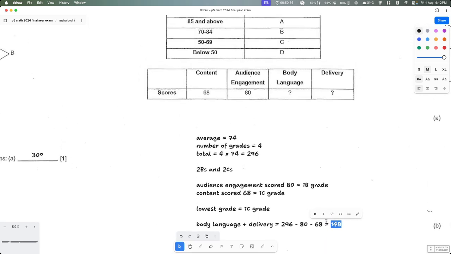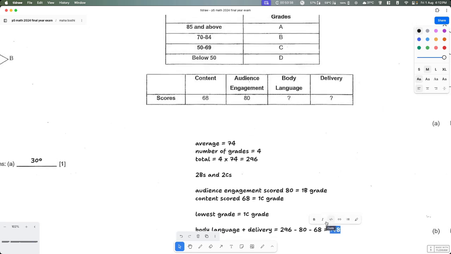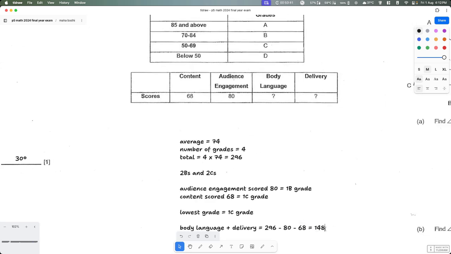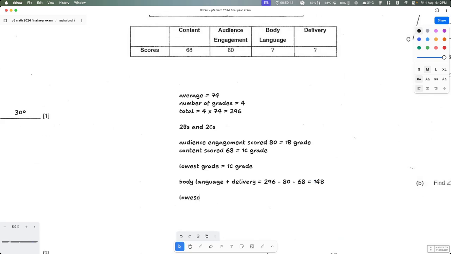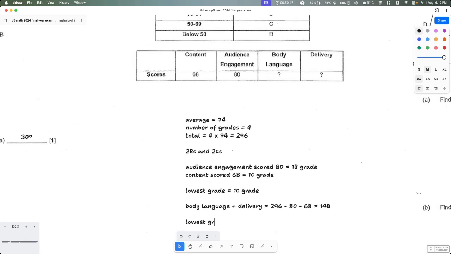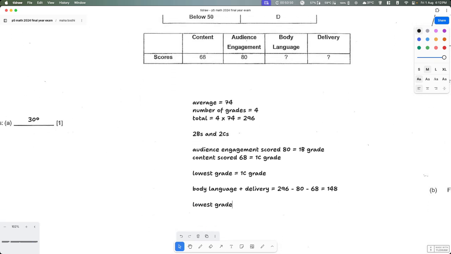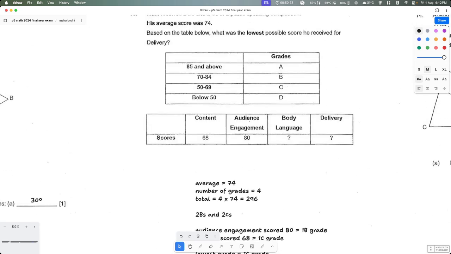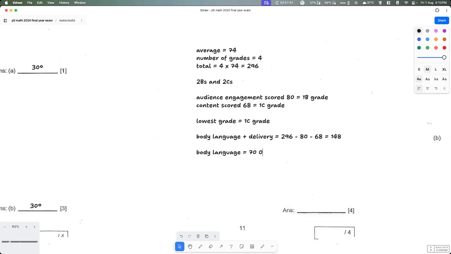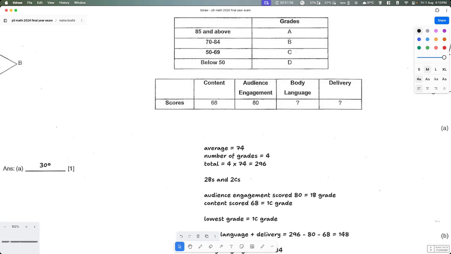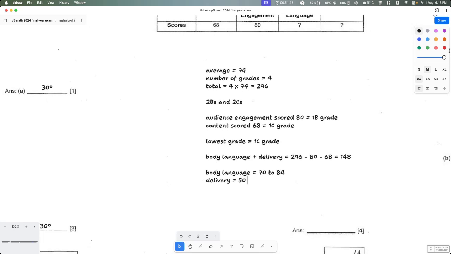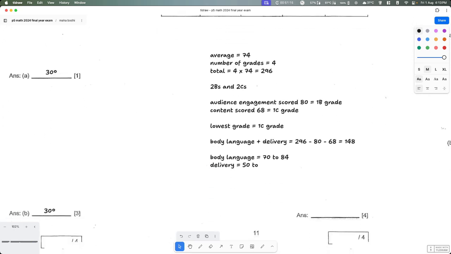So for C grade is 50. So that means, let's say 148. So for the lowest grade, for delivery, or I would say body language, can be from 70 to 84. Okay, and then delivery can be from C grade 50 to 69, right?